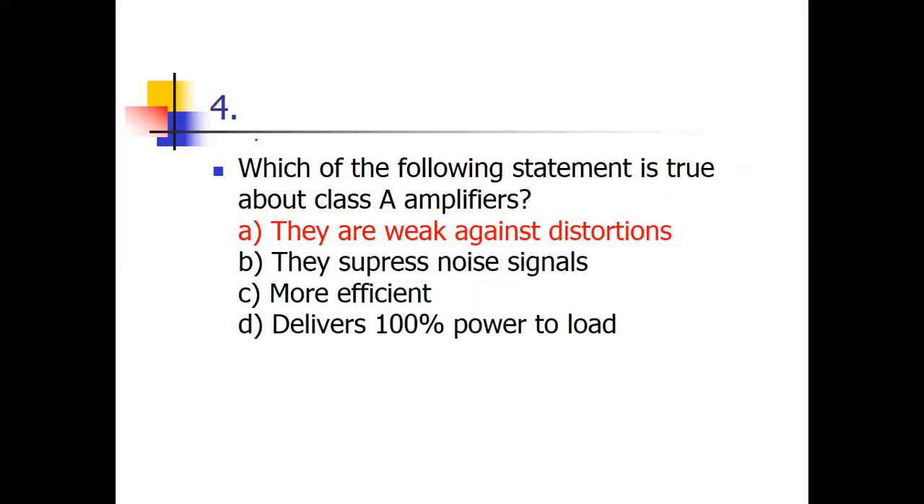Okay, now again, which of the following statements is true about a class A amplifier? Now it should be in your mind that the class A power amplifier is a less efficient power amplifier. Its efficiency is very minimum, 25 to 30%. So it cannot deliver 100% power. And since its efficiency is less, it cannot suppress signal distortion. So it is weak against any type of distortion, any type of noise. So the answer is they are weak against distortion.